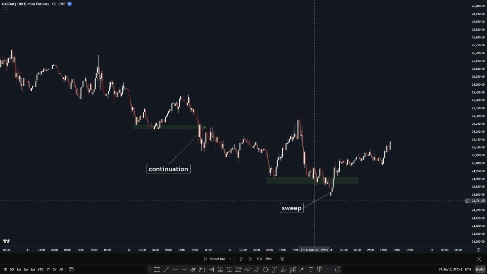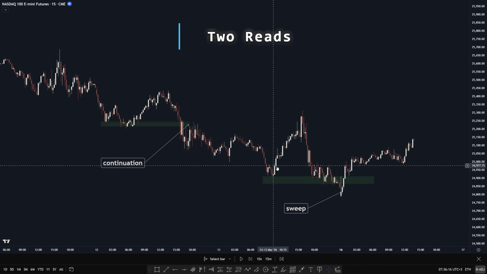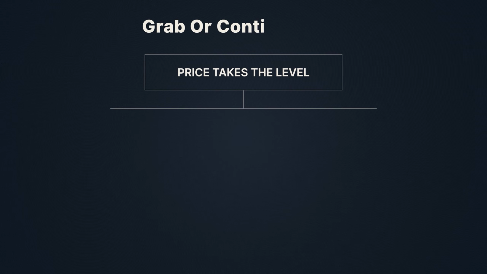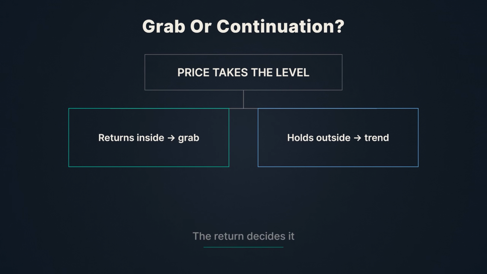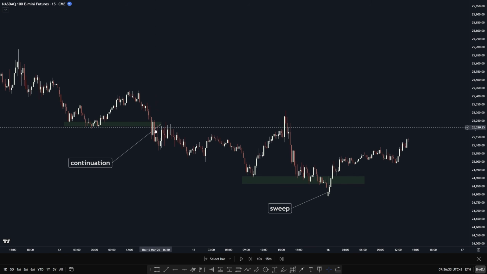So what used to look like price broke support now splits into two different reads. One break holds and continues. The other break fails and traps traders. If price takes a higher low and quickly returns back inside the old structure, I treat it as a liquidity grab. If price breaks and holds outside, that is a trend continuation.